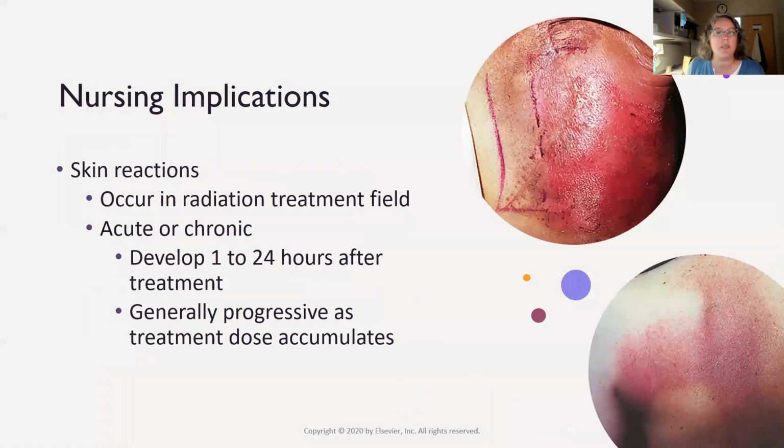So let's talk about nursing implications. So there are some more nursing implications, actually. So there can be some really bad skin reactions to the radiation treatment field. Remember that the radiation treatment, we have them in a very specific spot. We can even have tattoos to be able to make sure that they're in the right spot.